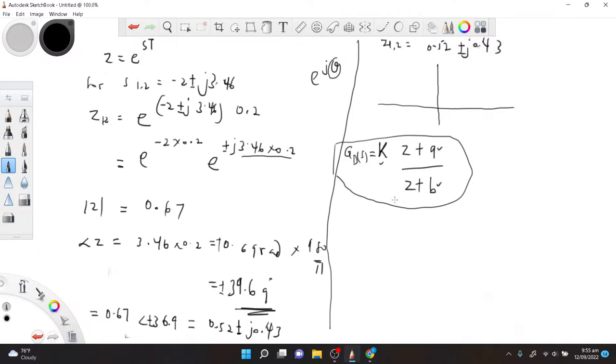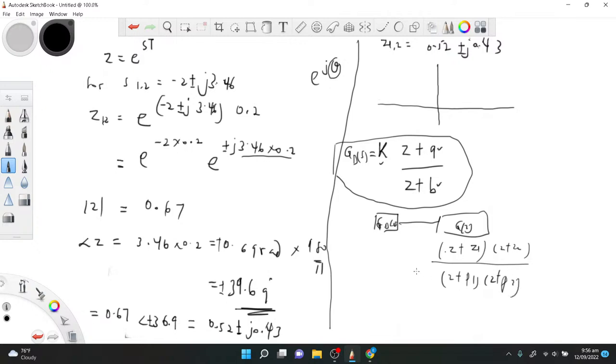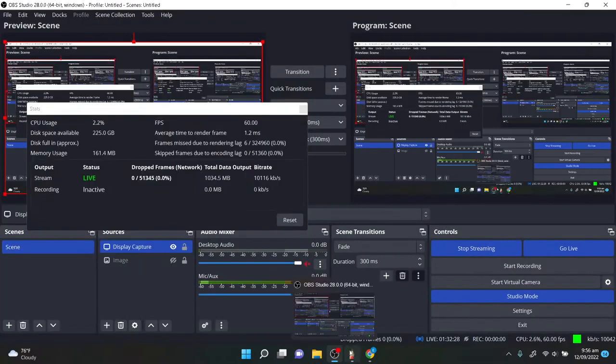Now, how do we find A and B? We multiply this G_D(Z) with the G(Z). When we multiply them, let's say here I have (Z + Z1), (Z + Z2) over (Z + P1), (Z + P2), (Z + P3). Then I'm multiplying it by K(Z + A)(Z + B). So I'm multiplying it by this.